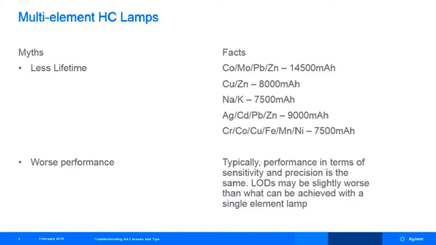Now let's think about some of the common misconceptions that exist about the use of multi-element lamps with the atomic absorption technique. For example, many users think that multi-element lamps actually have shorter lamp life and degrade analytical performance. Agilent offers an extensive range of multi-element lamps, but as we'll show here, they offer similar performance to our range of single-element lamps. Firstly, let's consider that issue about the multi-element lamp giving less lifetime.